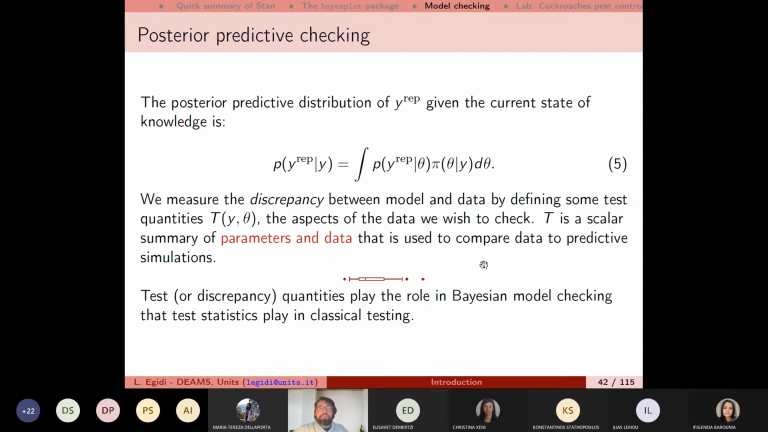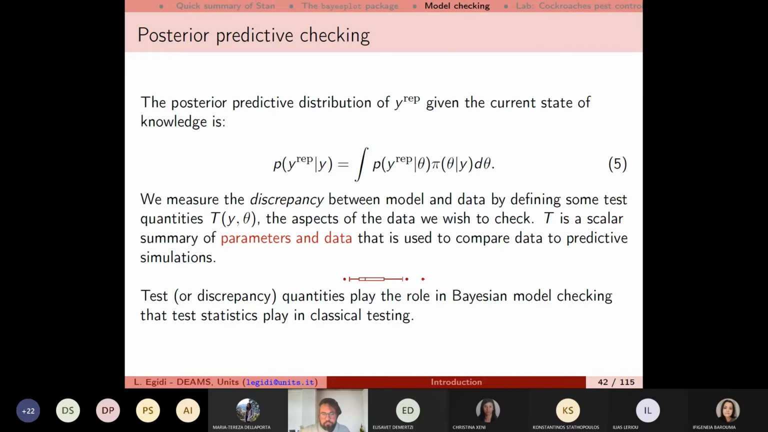For instance, I can use the mean of this replicated vector. If the mean of the replicated vectors for the height of the class is, let's say, 1 meter and 90, maybe the model is overestimating the mean of the class. Conversely, if the mean of the replicated vectors is 1 meter and 40, maybe the model is underestimating. If the mean of the class is something like 1 meter and 70, maybe the model is okay, it's somehow describing my data well.